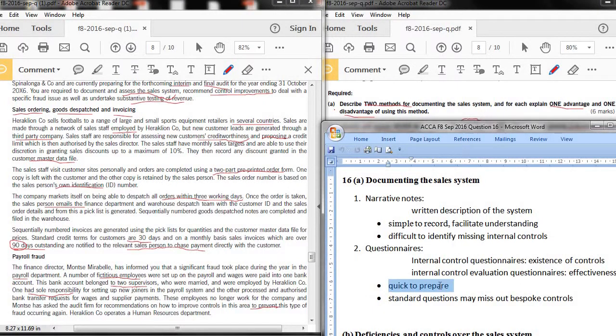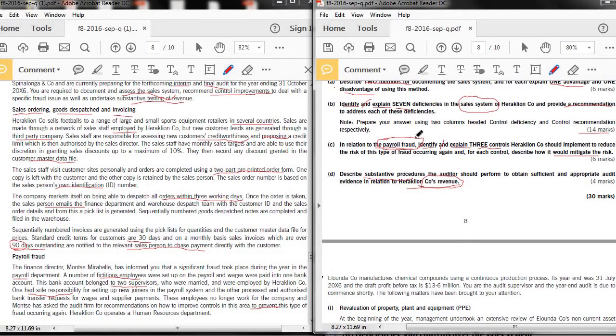The advantage of this questionnaire is that these are quick to prepare and can be used for a lot of customers. And the disadvantage as well is that there are standard questions. You may miss some controls which are specifically related to that client. Let's move towards part B.